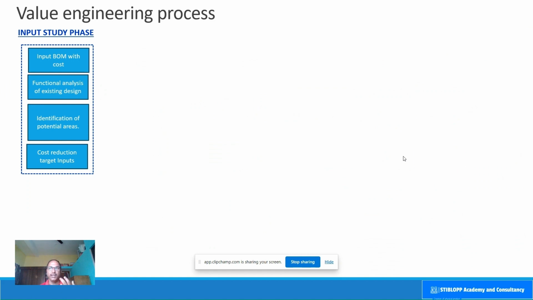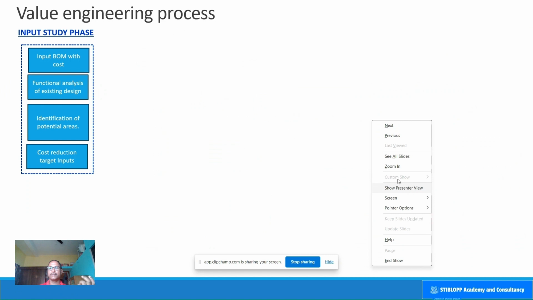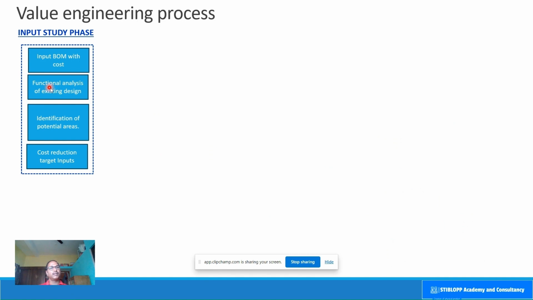Input study phase. Imagine that you have a device in front of you. First and the foremost thing that we need to do is to collect the BOM and the cost of that particular design or assembly. That is the first step that we do. The next step is the functional analysis of the existing design. After this, we identify the potential areas that qualify for the value engineering. Once we have identified these, the next thing is to get the cost reduction target input.